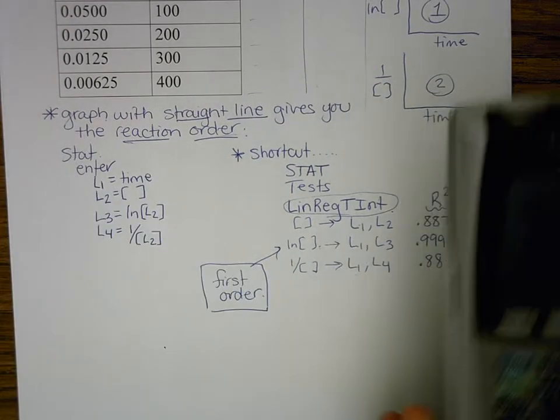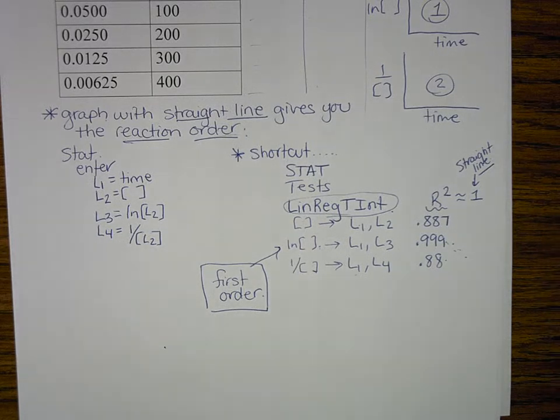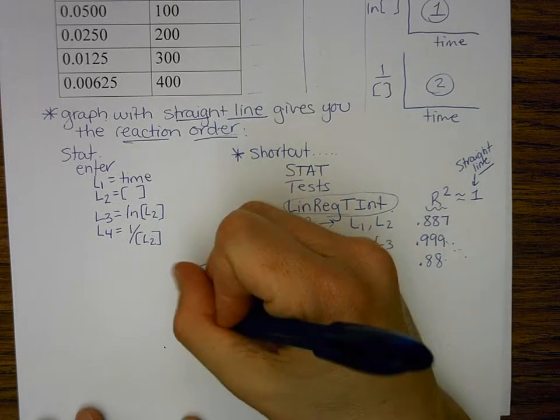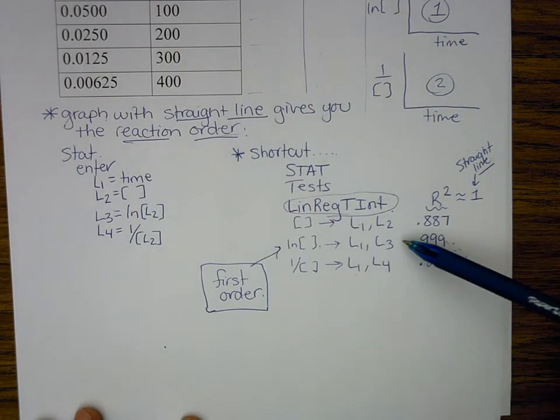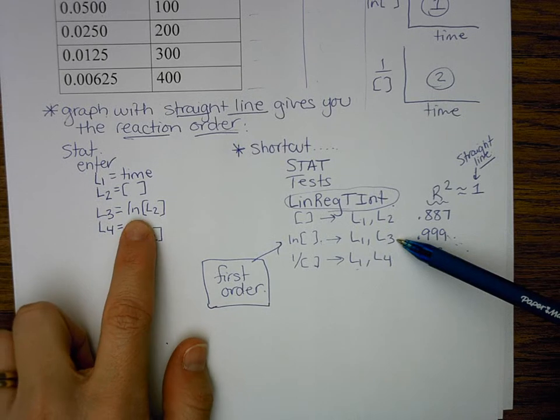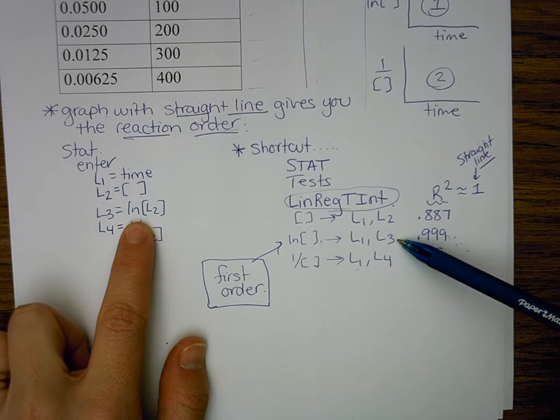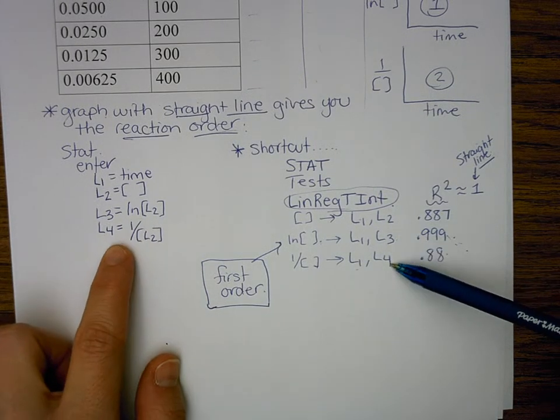Once you have that part figured out, that's the hardest part, is figuring that out. Wait, how do you know which one's natural log, which one's 1 over? Well, because in list 3 we typed in the natural log, and then in list 4 was 1 over and all that stuff.